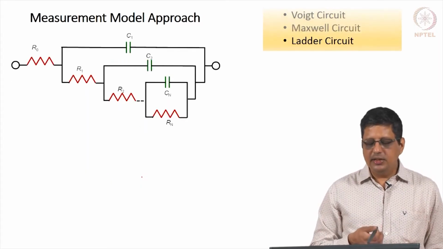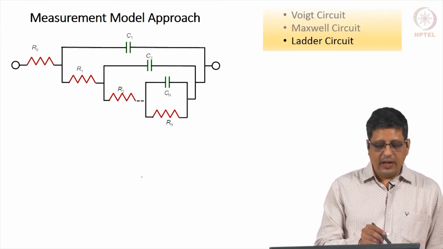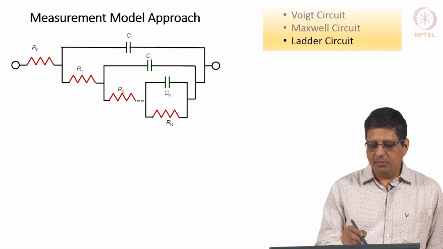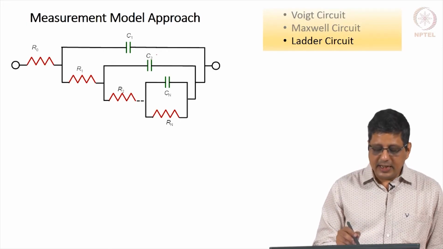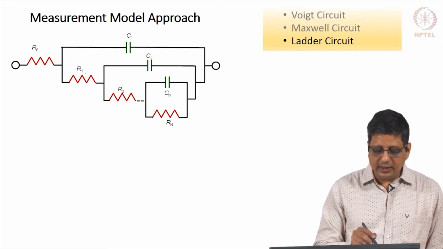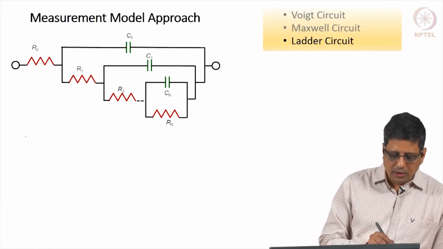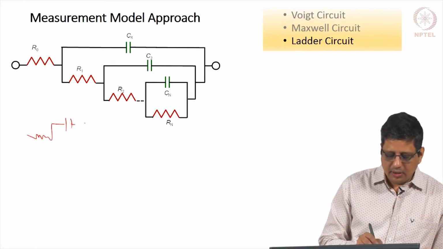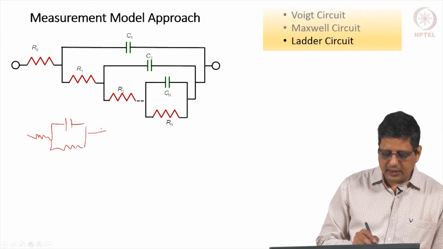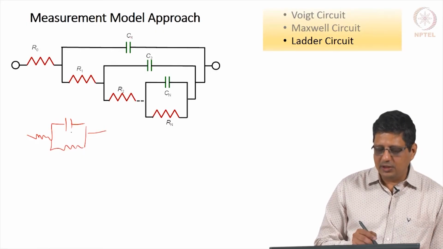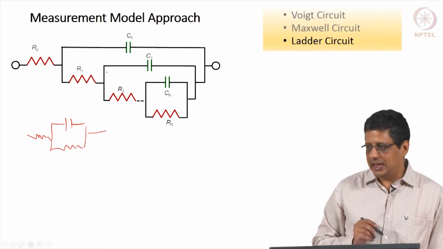Third possibility is to use what is called a ladder circuit, where you have the solution resistance. Typically it will be used to model a capacitor. Simplest case, I will not have C2 R2 etc., I will just have C1 R1, and that is the same. So, the simplest circuit of resistor, capacitor and another resistor, you can think of it as a Voigt circuit, you can think of it as the simplest Maxwell, you can think of that as the simplest ladder.